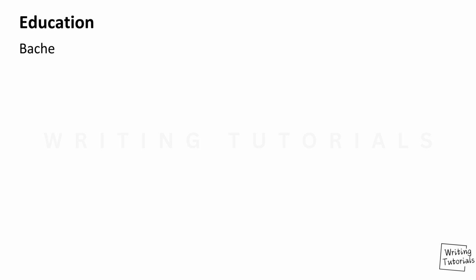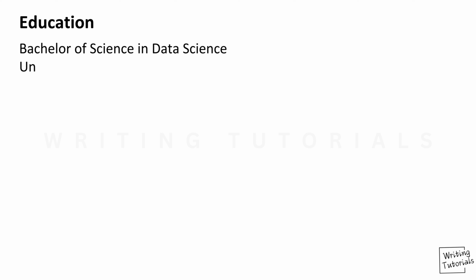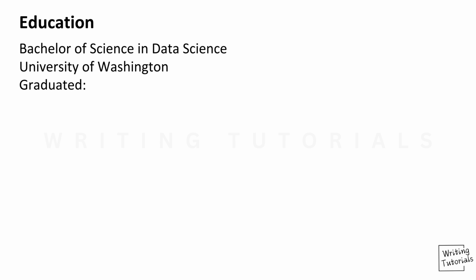Education. Now let's look at education. Here is the full sample, Bachelor of Science in Data Science, University of Washington, graduated 2015. This section shows your academic background. For data roles, your degree is important because it shows your foundation in analysis and technical skills. For tip, keep this section simple and clear.